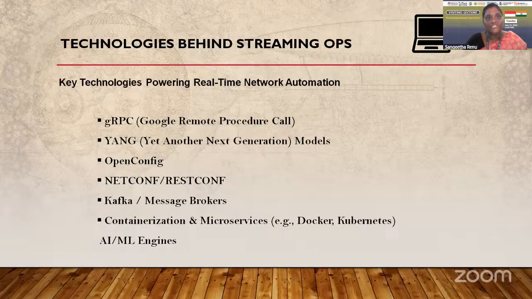Kafka, Apache Kafka, is a distributed event streaming platform used to handle high volume telemetry data. Other brokers like MQTT and RabbitMQ can also be used for message queuing. It is a backbone of telemetry data pipelines.